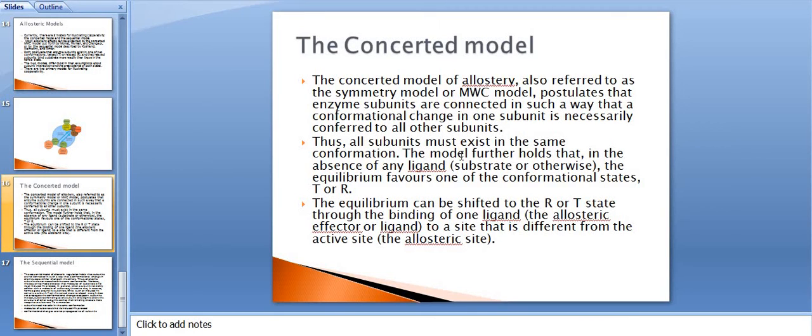Okay, the model further holds that in the absence of any ligand, that is substrate or otherwise, the equilibrium favors one of the conformational states, tense or relaxed. The equilibrium can be shifted to the R or T state through the binding of one ligand to a site that is different from the active site, that is, the allosteric site.